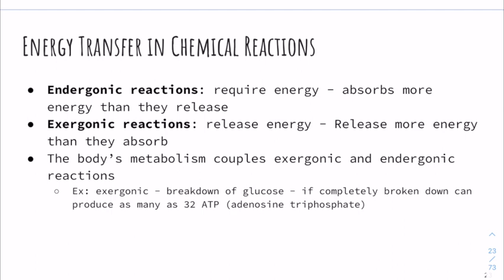We use glucose molecules. Glucose is sugar, carbohydrates in the body, to create energy. And through the creation of energy, we use exergonic reactions to help break down glucose. Glucose can be broken down to produce, depending on the pathway, anywhere from 2 ATP all the way up to 32 ATP. ATP is adenosine triphosphate. So depending on which pathway it uses, we can create 2 or we can create 32 ATP from one glucose molecule.